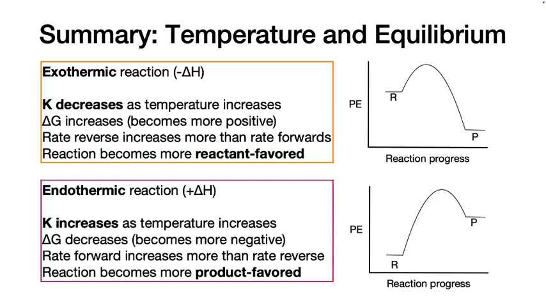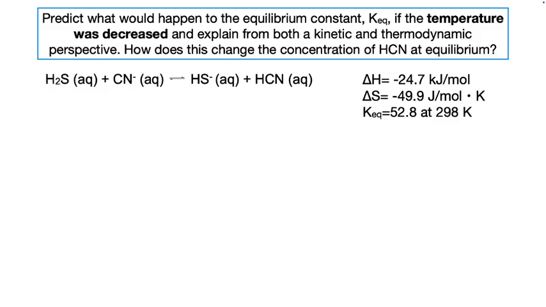So again, a huge, powerful summary slide. Okay? So we've got another one to kind of crank through and evaluate. Predict what would happen to the equilibrium constant if the temperature was decreased, and explain both from a kinetic and thermodynamic perspective. How does this change the concentration of HCN at equilibrium?